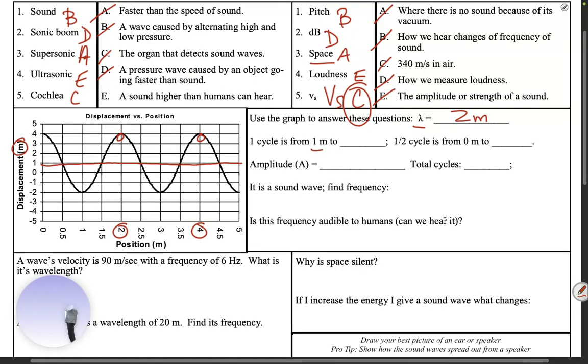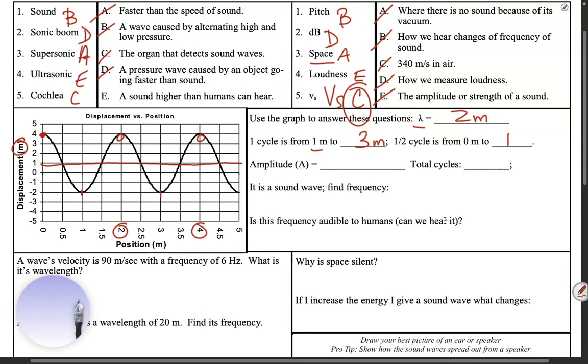1 cycle is from 1 meter to what? Well, if you're here at 1 meter, going from here all the way to the next trough would be from 1 to 3 meters. And then a half cycle if you're starting from 0. Well, right here at 0, you're at a crest. If you go to the next crest, that's a full cycle. We only want a half cycle. So go from the crest to this next trough, which would be 0 to 1.